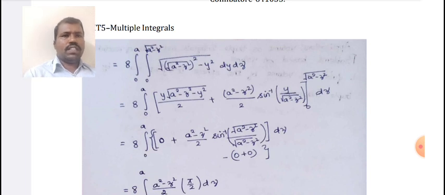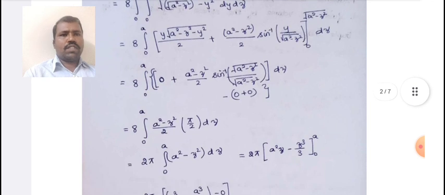8 into a square minus z square by 2 sine inverse. Substitute the limit root of a square minus z square and we get sine inverse 1. Sine inverse 1 value is pi by 2. 2 pi into a square minus z square into dz. 2 pi into integration with respect to z is a square into z minus z cube by 3, limit 0 to a.